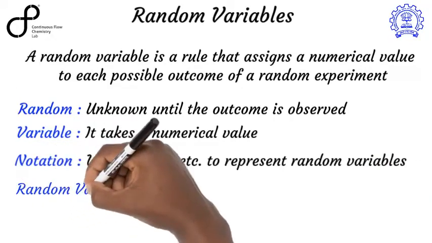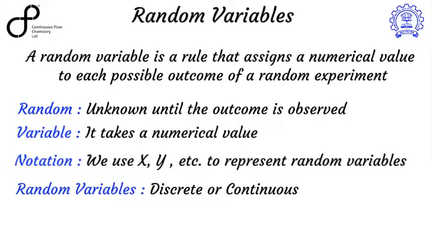Random variable can be either discrete or continuous. Discrete variables rely on counting, and continuous variables rely on measurement. Please refer to video 4 for more details on discrete and continuous variables.